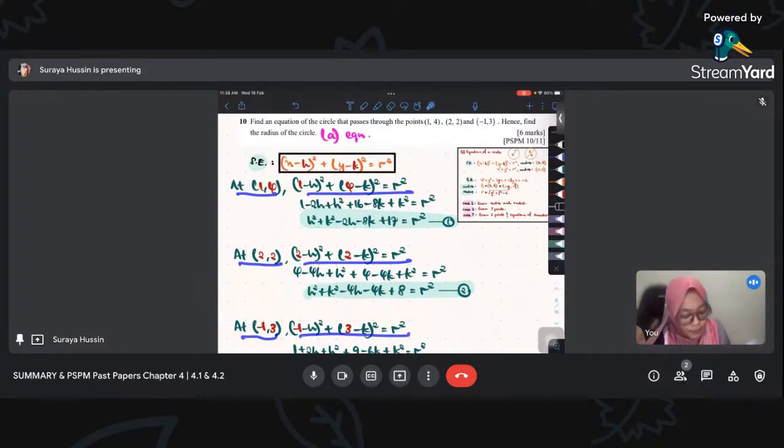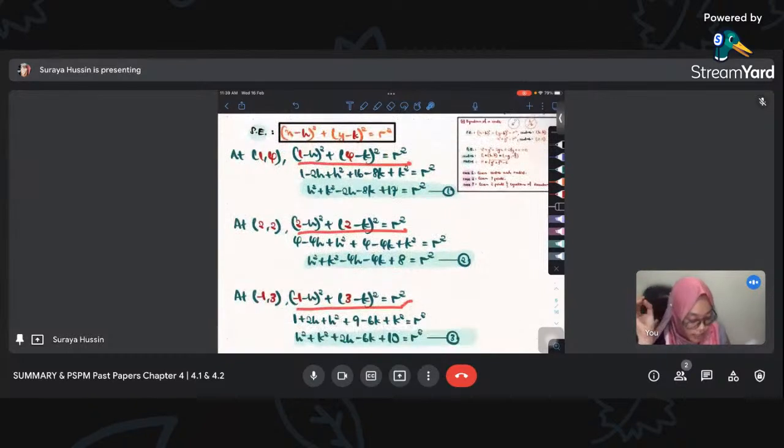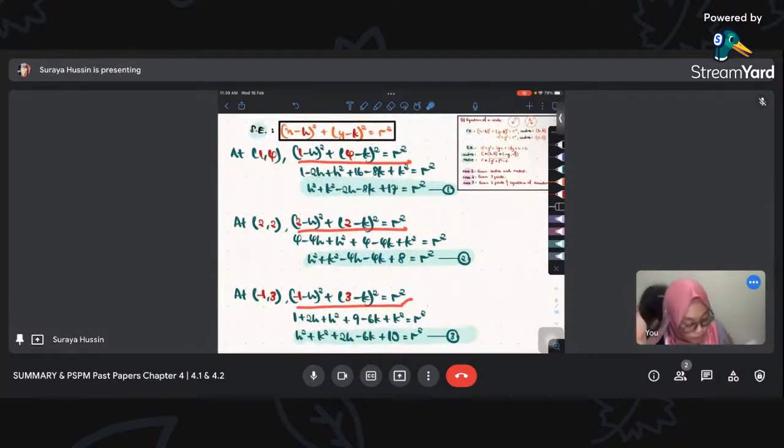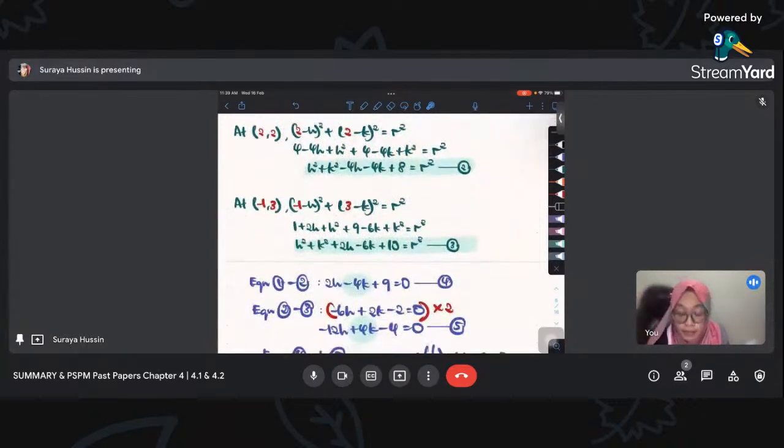Okay, did you notice what I did here? I put point A, point B, point C into where? Into the standard equation here. So I will have 3 simultaneous equations. Yes, I will have 3. See? First equation, second equation, and the third equation. Okay? This is my style. And then, I can do simultaneous equations.